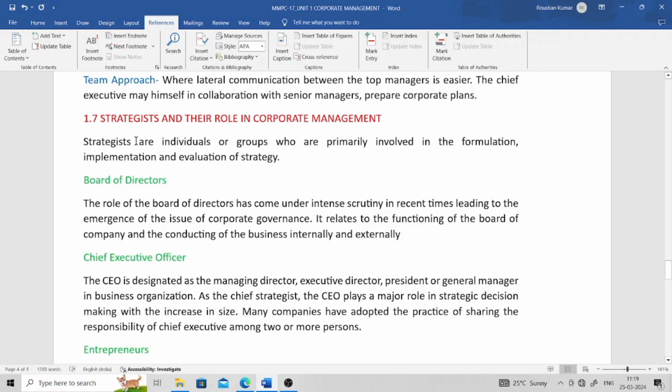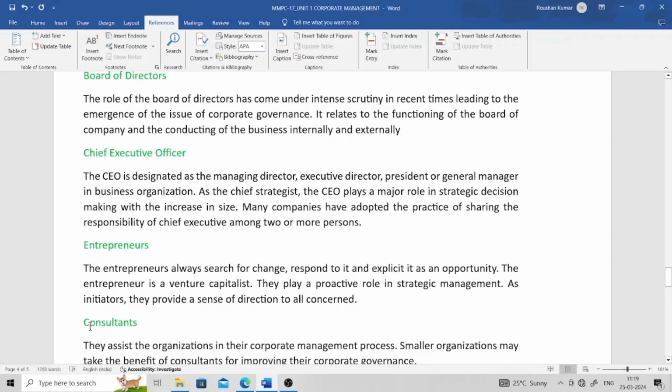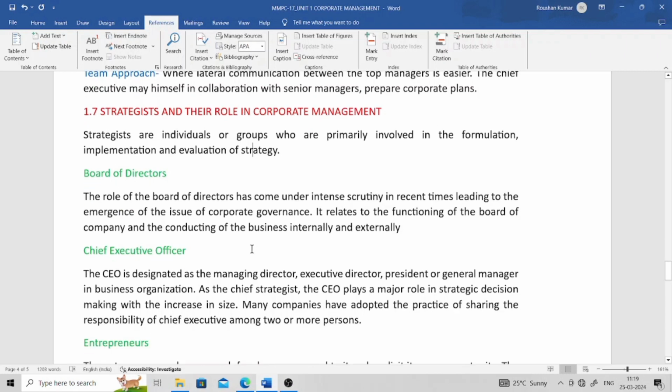So who are strategists? Strategists are individuals or groups who are primarily involved in the formulation, implementation and evaluation of a strategy. Those people are the board of directors, chief executive officers, entrepreneurs, consultants. These are the people who are involved in the implementation and evaluation of strategies.